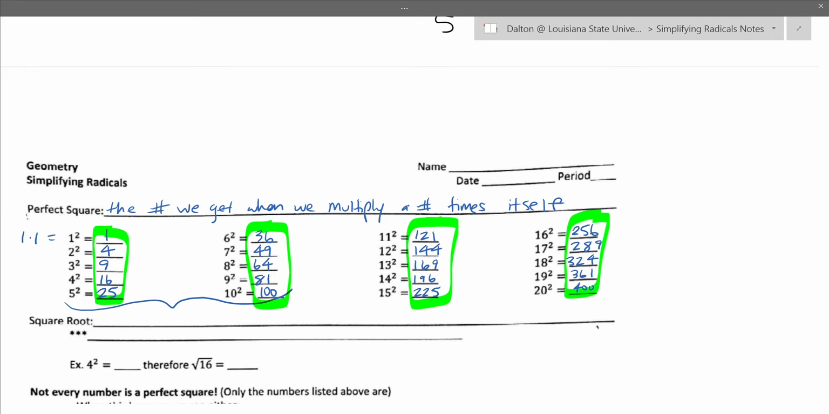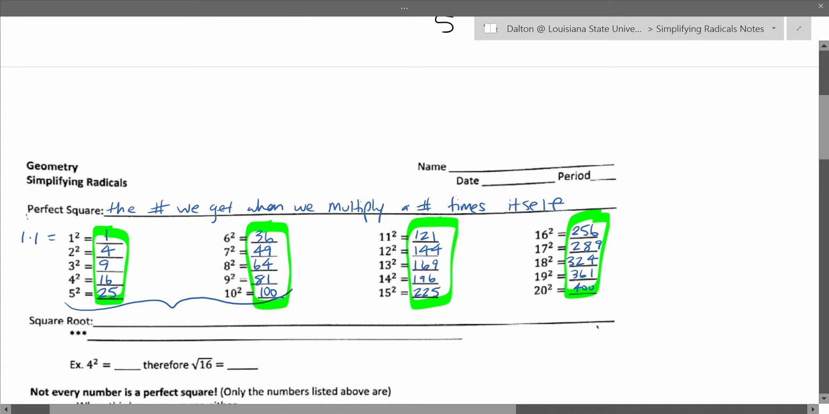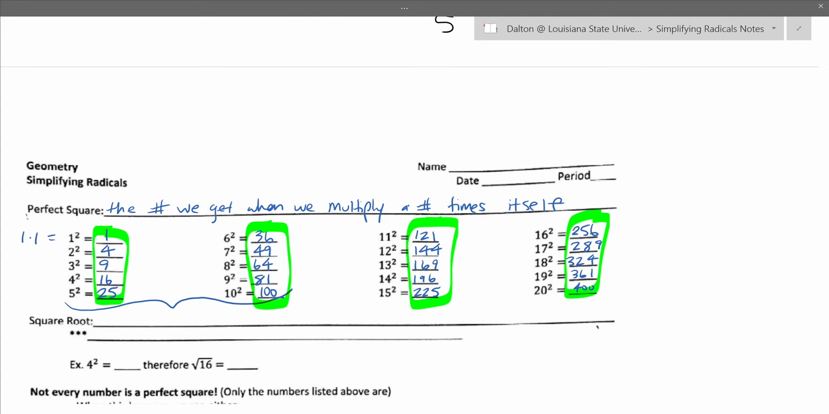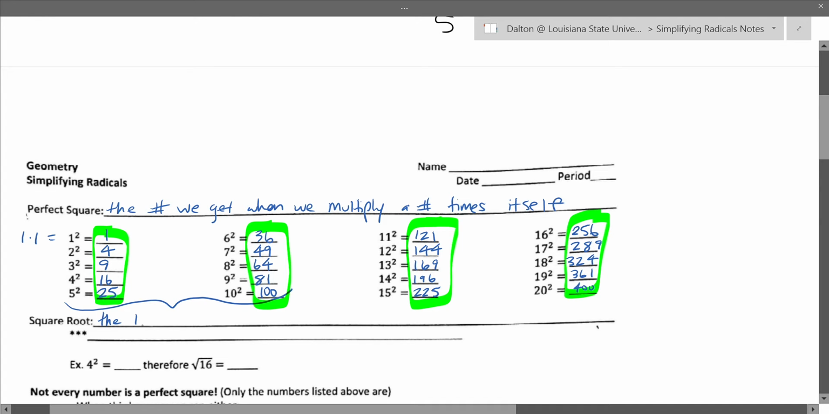Now, what is a square root? So a square root, again, extremely informally, we can say is the number that, when multiplied by itself, gives us a perfect square.